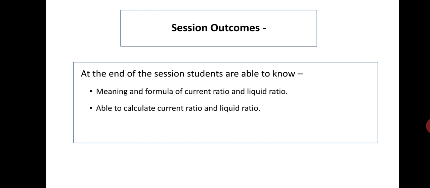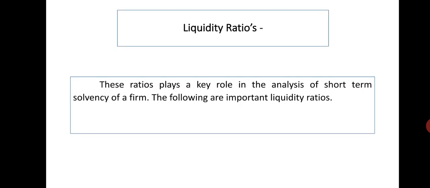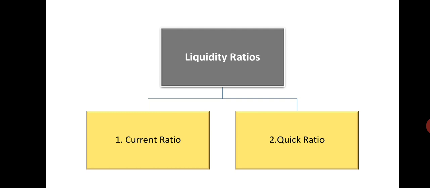of ratio. At the end of this session, you will be able to know the meaning and formula of liquidity ratios, that is current ratio and liquid ratio, and also how to calculate current ratio and liquid ratio. Liquidity ratio. What are liquidity ratios? These ratios play a key role in the analysis of short-term financial position of a firm. Liquidity ratios are used to analyze the short-term financial position of a firm. And there are two important liquidity ratios: current ratio and quick ratio.